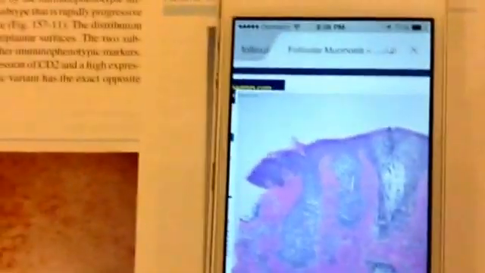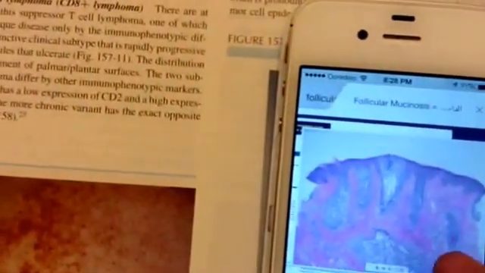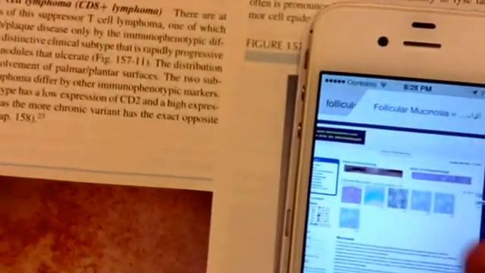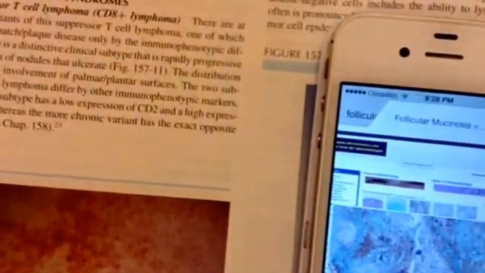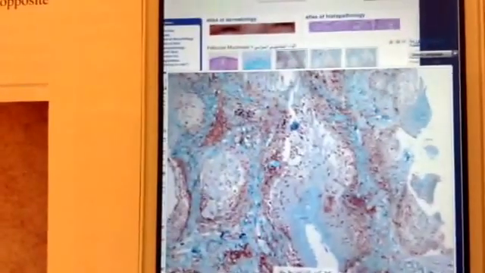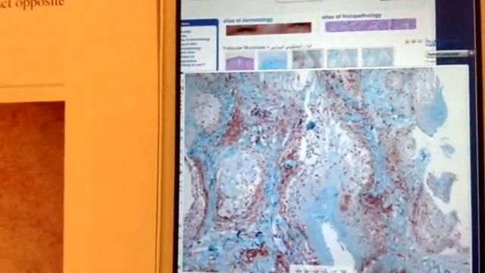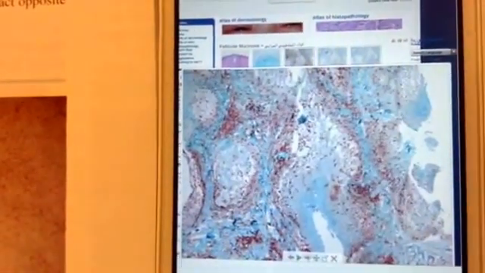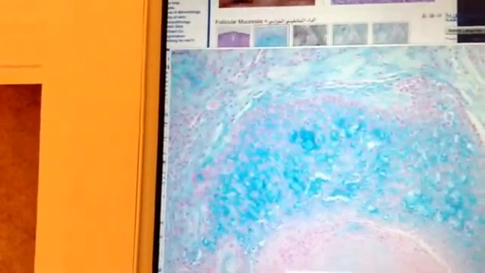Also, there is another picture. You can see here also this picture with the colloidal iron staining, and another one of the colloidal iron staining also with the blue color, showing mucin deposition in the hair follicle.